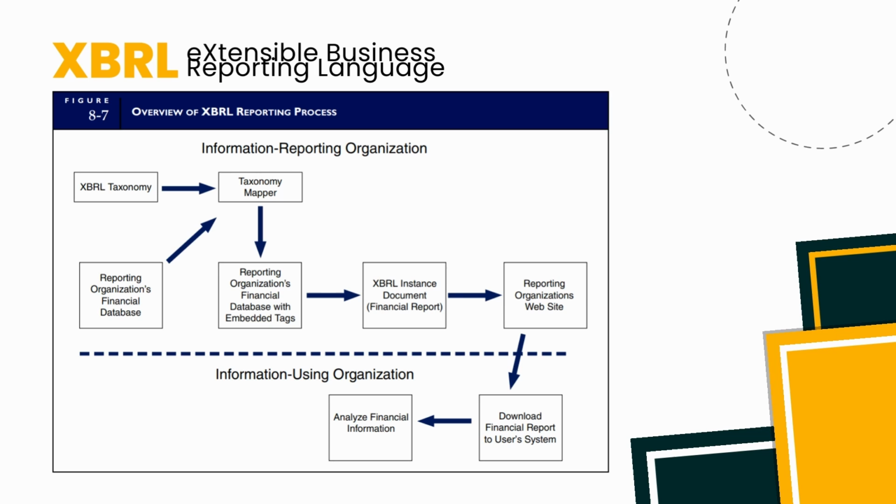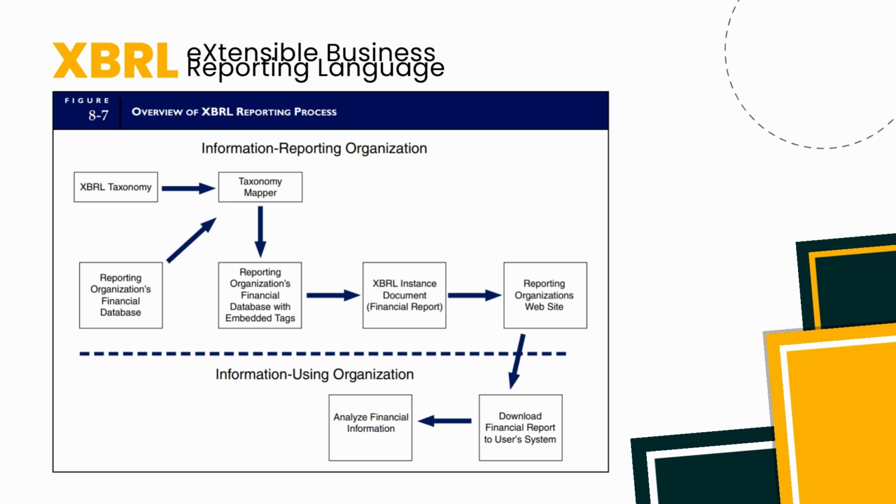Figure 8.7 presents an overview of the XBRL reporting process, the key elements of which are discussed in the following sections. Here, we can see how it is divided into two. First, the one on the very top, which is the information reporting organization, and next, the information using organization.